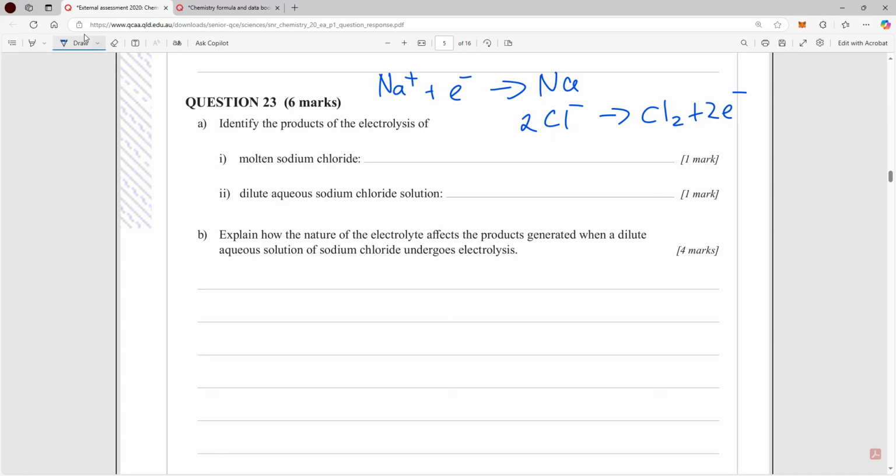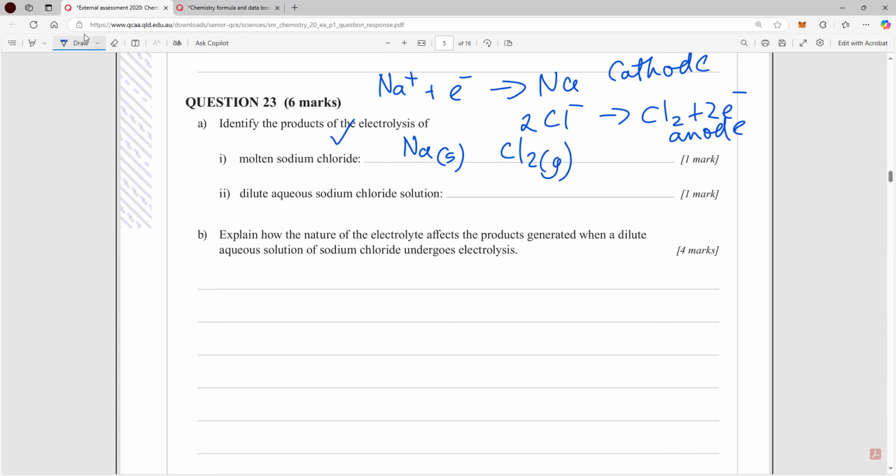So what that means is pretty much your sodium is going to be at the cathode, okay? And your chlorine is going to be at the anode, okay? So you're going to produce sodium, solid, and you're going to produce chlorine, gas, for the first one, okay?